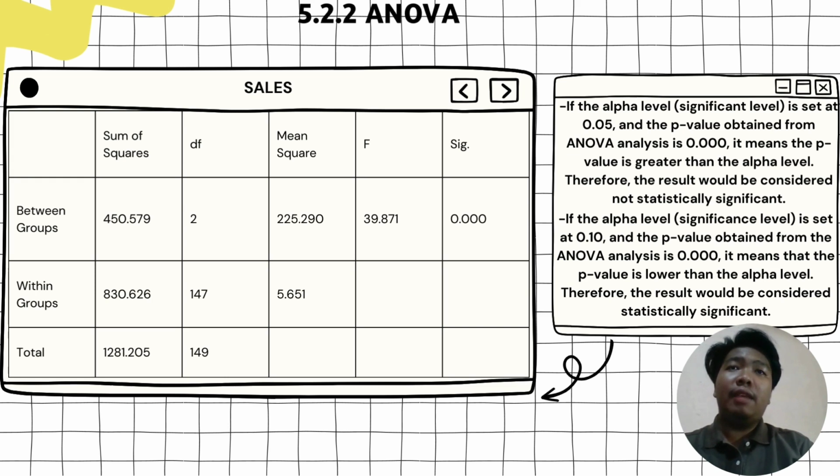If the alpha level, the significance level, is set at 0.10 and the p-value obtained from the ANOVA analysis is 0.000, it means that the p-value is lower than the alpha level. Therefore, the result will be considered statistically significant. In that case, we would reject the null hypothesis, which suggests that there is a statistically significant difference in means of various levels of the cell variable.